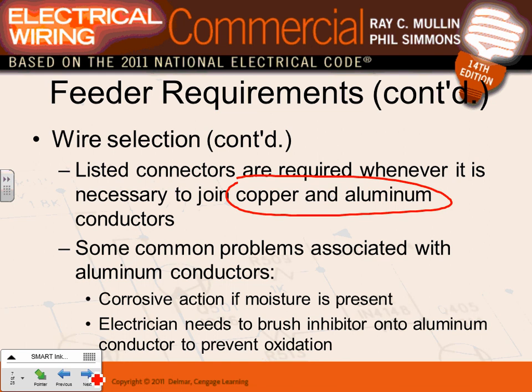Corrosion is a problem associated with aluminum conductors. Corrosion can come from moisture, so you brush inhibitors into the aluminum conductor to prevent oxidation. That's why, when you torque them, you put that little material on it to get good connections on aluminum. That's why a lot of people don't like aluminum, guys, because it needs more maintenance.